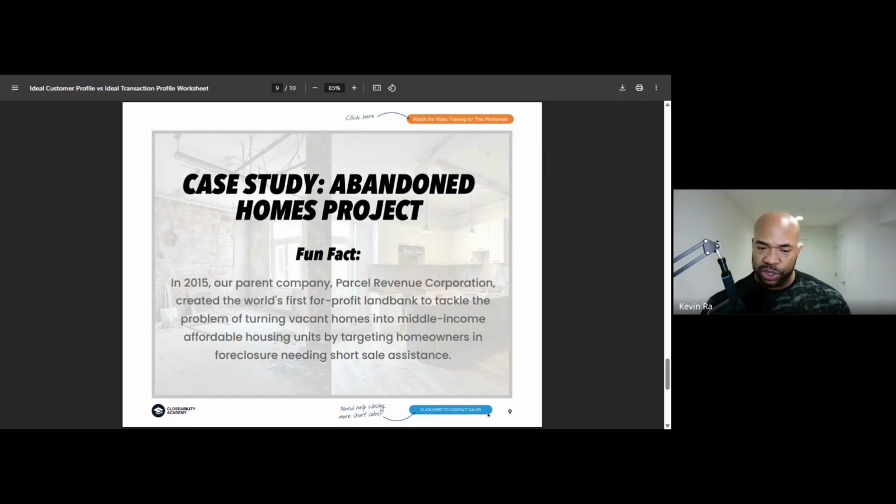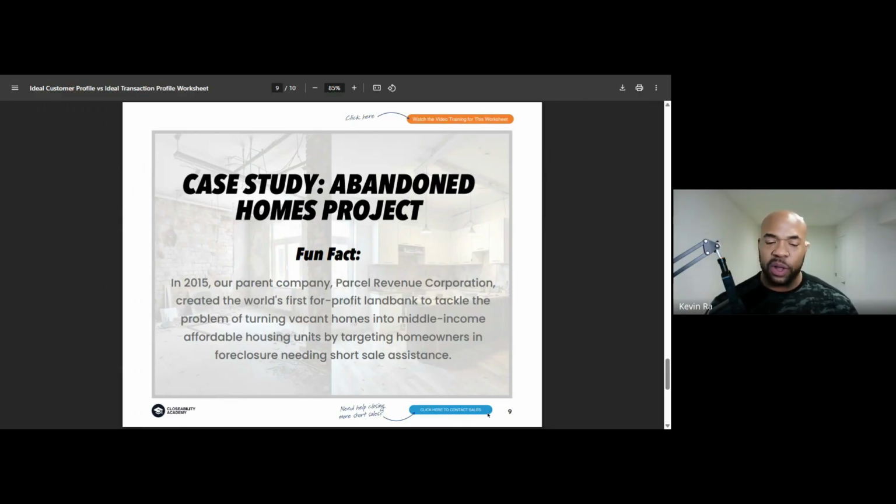What we did was learn how to effectively turn vacant homes into housing opportunities for middle income families, many of which became the first homeowner in their entire family through generations. And the property owners that we were targeting to get these units from were also facing foreclosure and needed expert short sale assistance. So it was a win-win for the whole community.